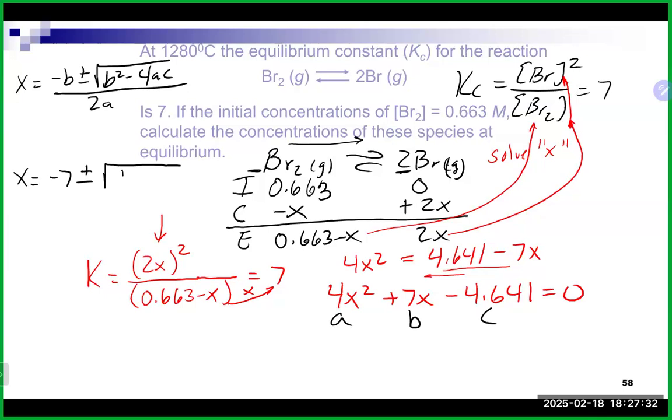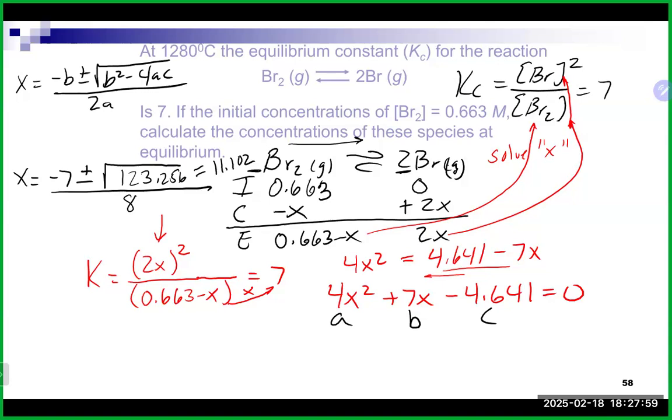Inside the square root, 123.256. If you do a little square root action on it, you get 11.102 if you square root it. So that is what you should get inside, and then after you square root it, divided by 2 times a, which is 8, right? 2 times 4.